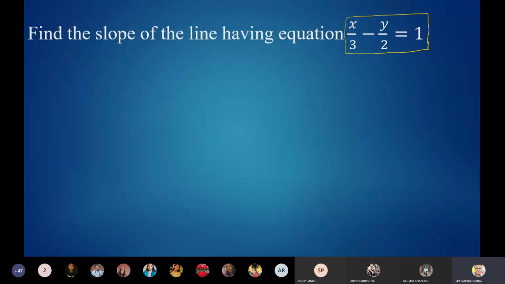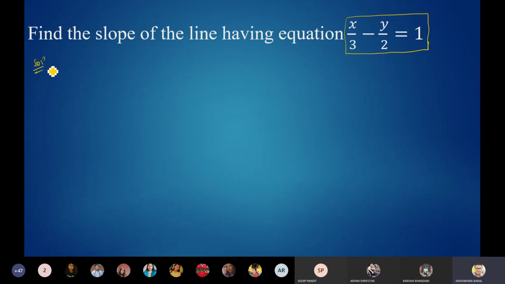Though in class 10, the question will not directly ask to find the slope, the concept of this slope will be used in some other question. So you need to know what actually the slope is or how to find the slope of the line. 2 divided by 3. Yes, sir, 2 divided by 3. So let's check whether it is 2 divided by 3 or not.